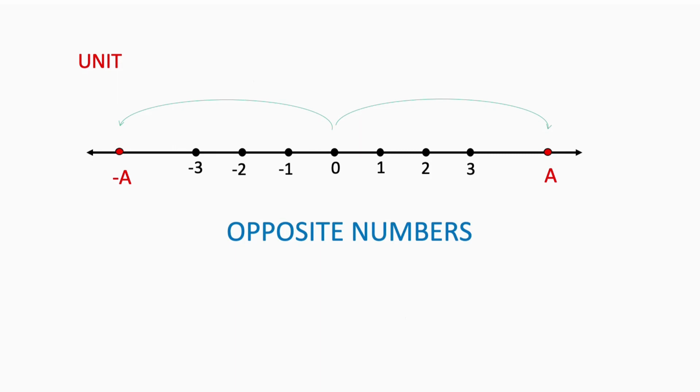On the number line, as we get further from 0 to the right, the number gets bigger, and vice versa. As we get further to the left, the number gets smaller.